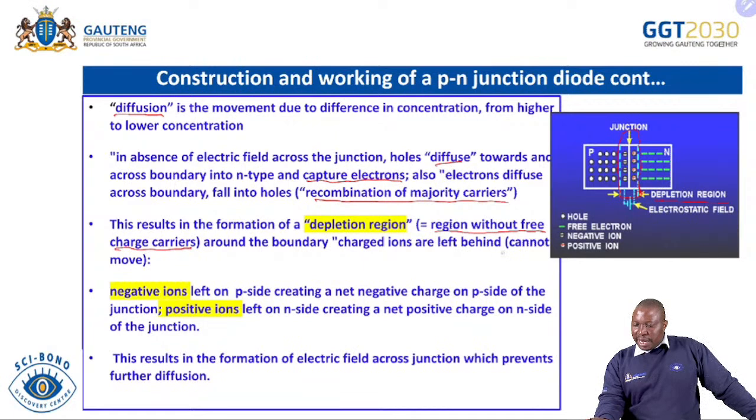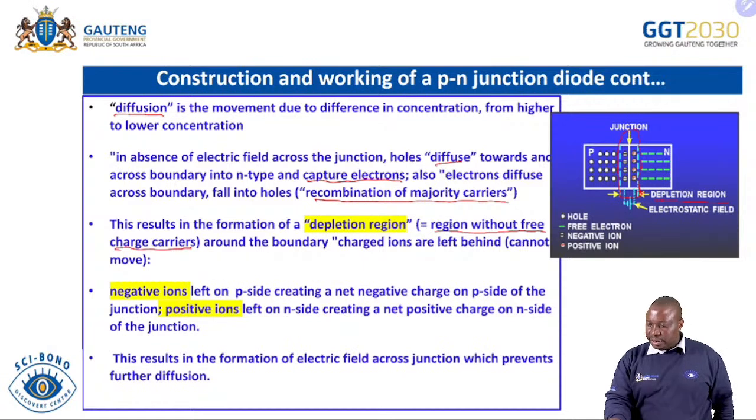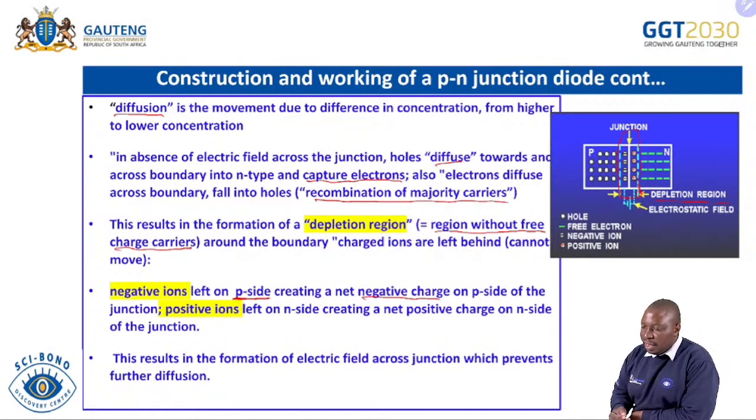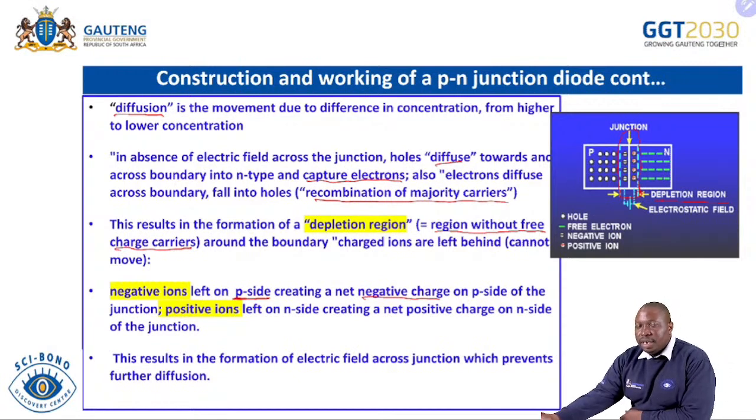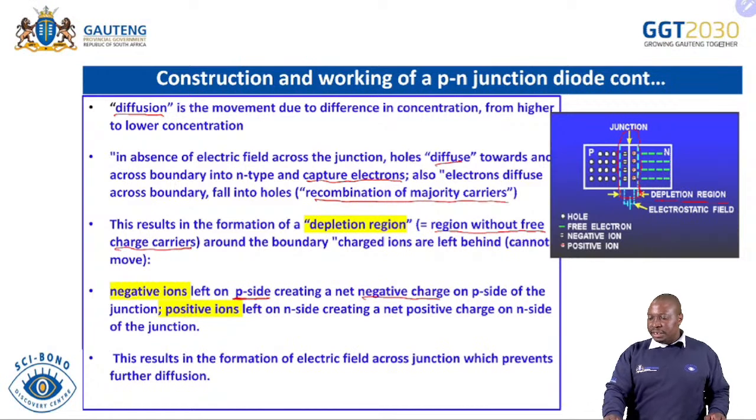The charged ions are left behind and cannot move. So you can see that there is that. Then we have negative ions left on the P side, creating a net negative charge. When the holes were moving, the positives were moving towards the negatives, they were leaving the negative ions on the P side. Remember, on the P side the holes were moving, leaving the electrons. So the P side is left with negative ions, creating a negative charge on the P side of the junction.